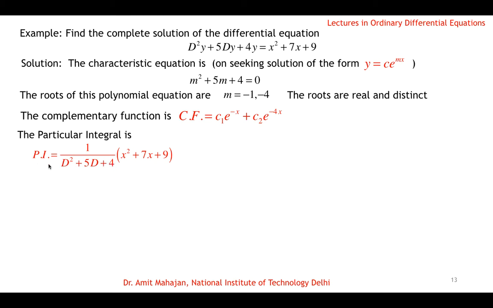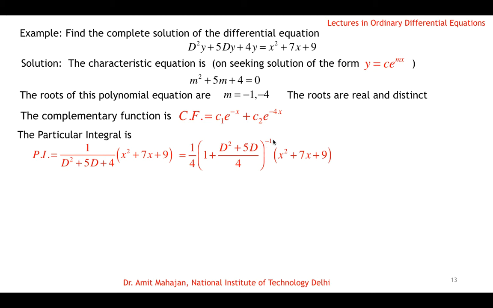So if I take 4 common, it will be 1 plus d square plus 5d by 4 in the denominator. Take it to the numerator, so it becomes an inverse operator acting on this function. Now this is of the form (1 plus 5d) whole inverse.